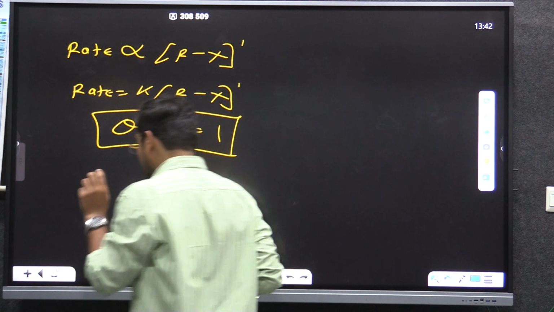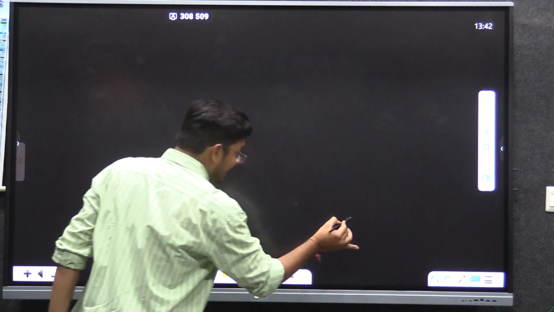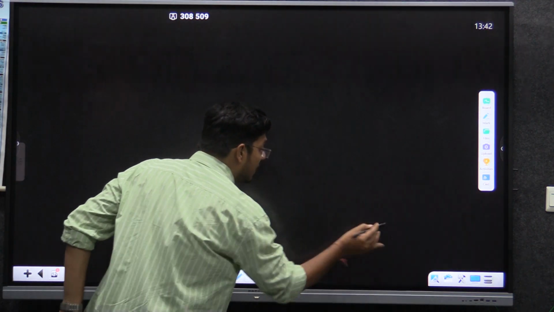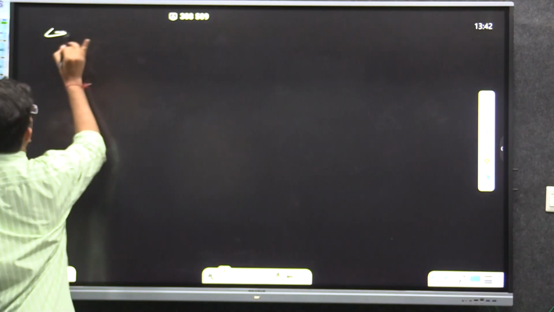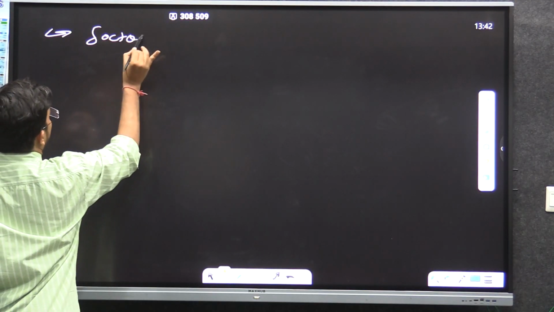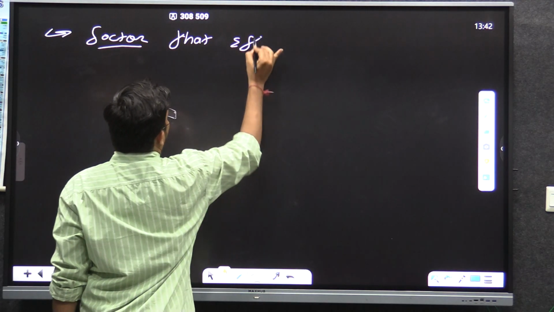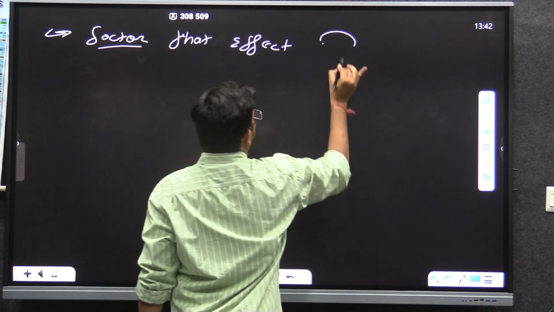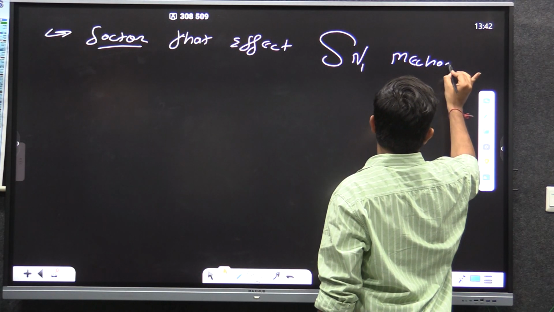Now, what are the actual factors that are responsible for the first order kinetics? Factors that affect the SN1 mechanism or SN1 reaction.